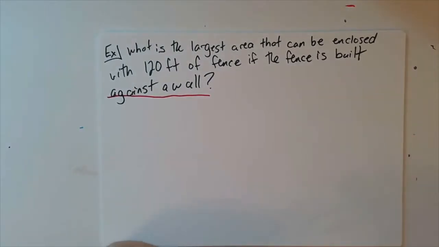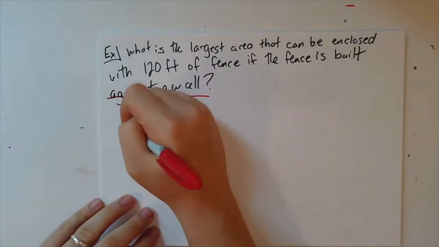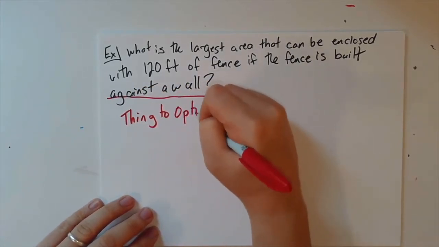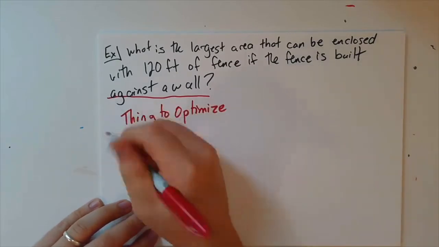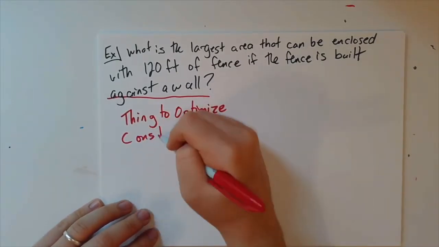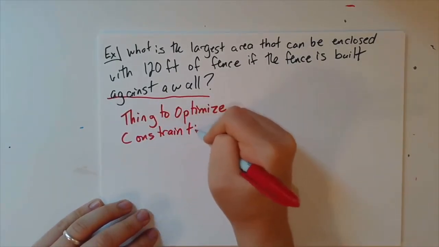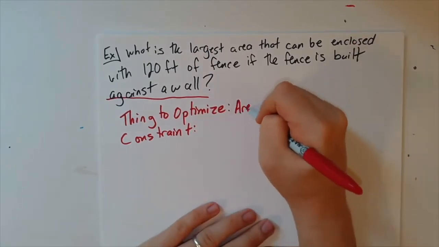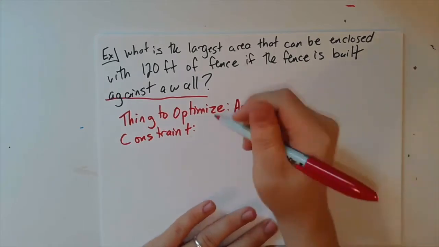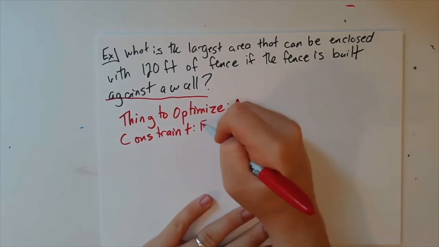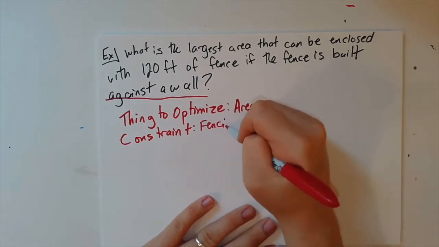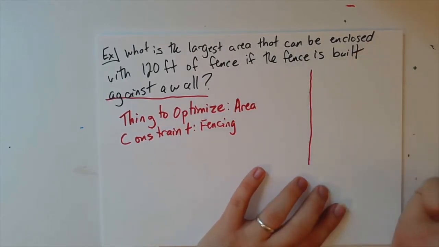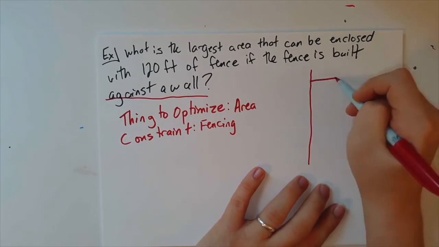But as always, I want to write down a thing to optimize and a constraint. My thing to optimize is, again, area. And my constraint is, again, fencing. But my picture this time is a little bit different, because this time we have the wall.